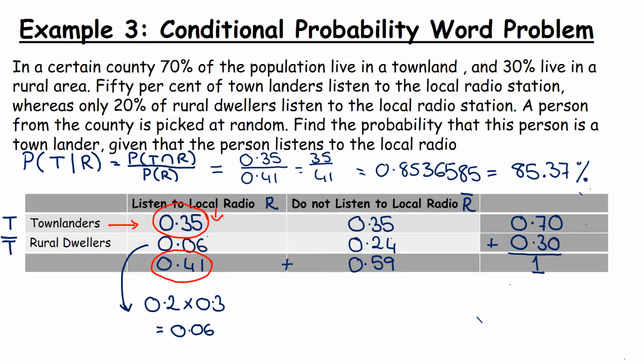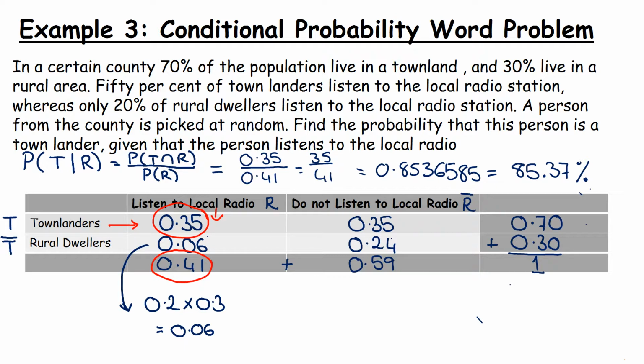We were then told that 20% of rural dwellers listen to local radio. So 20% of 30% gives us 0.06. If you want to make a little note, to get that, we multiplied 0.2 by 0.3, so 20% of 30% in decimal form, which gave us 0.06. That means there's 0.24, so 24%, who don't listen to the radio.